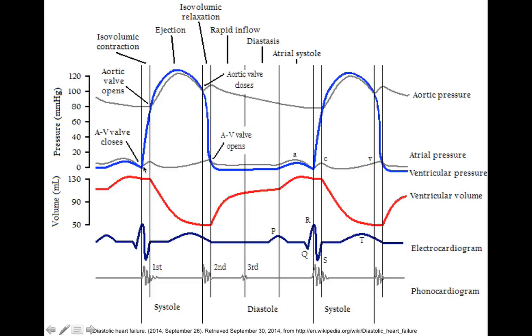Once that AV valve closes and we go down, that causes the first heart sound, which is closure of the atrioventricular valves due to contraction of the ventricles. And the blood's pushing up on that valve, causing the AV valve to snap shut.